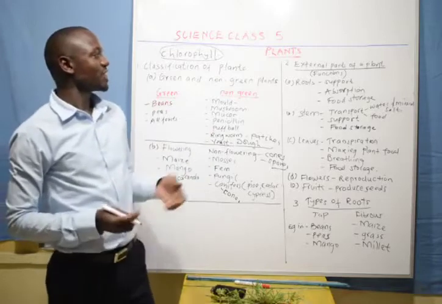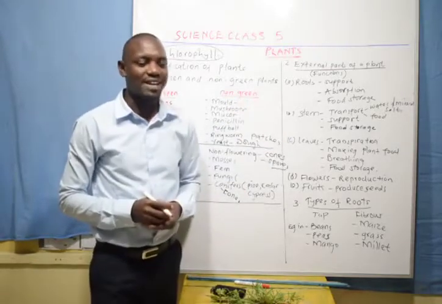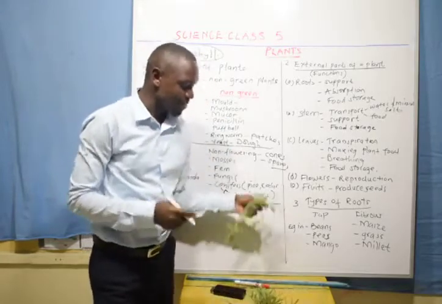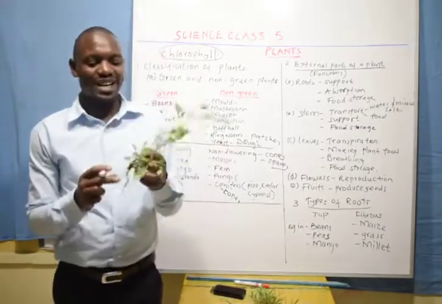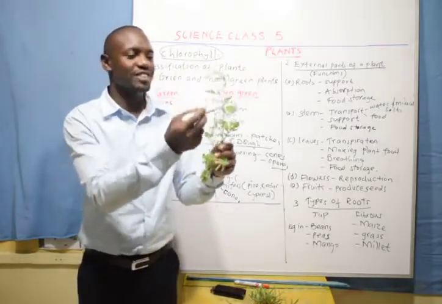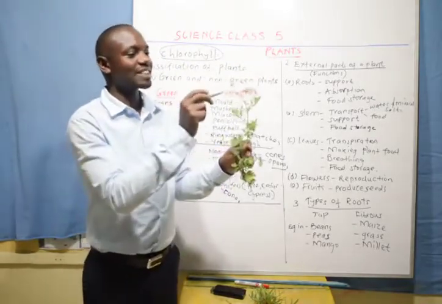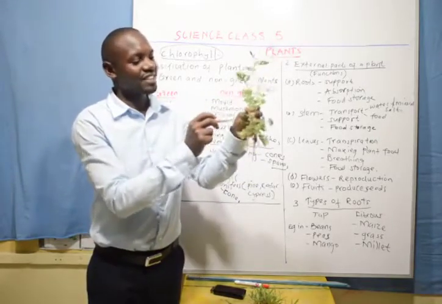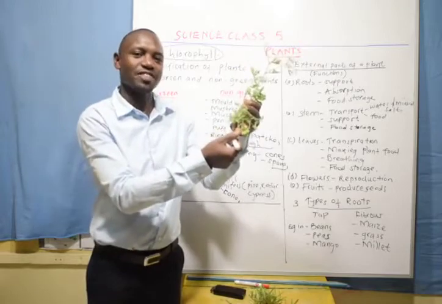Then we go to the external parts of a plant. External parts of a plant are the parts that you can see. For example, in this plant, there are some parts which we can see. We can see it has leaves. We can see the flowers. We can see branches which grow from the main stem. This is the stem, and then we have the roots.